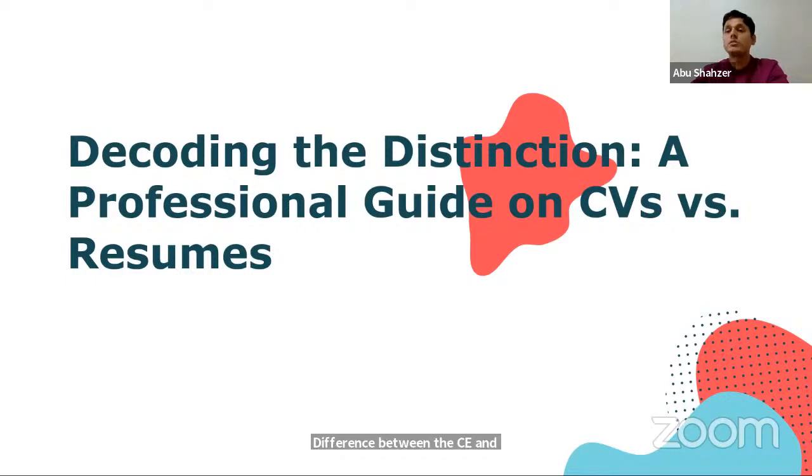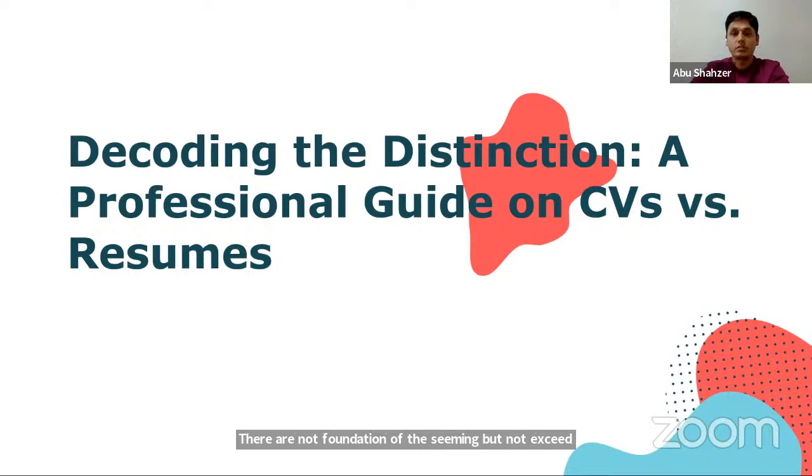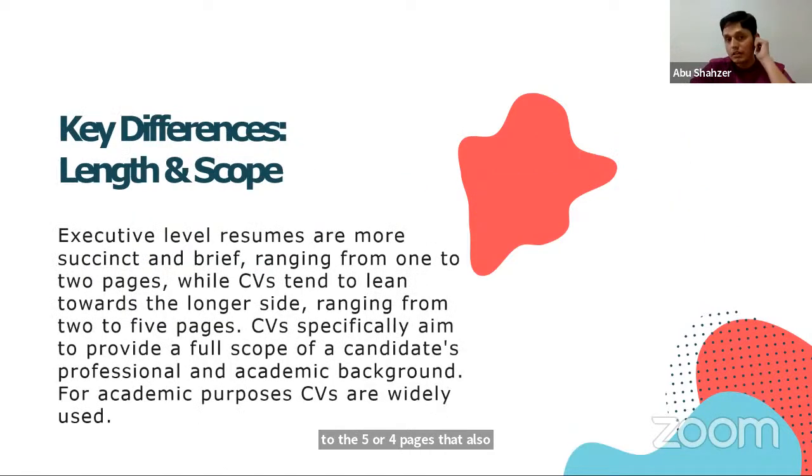A resume must not be more than 1 to 2 pages, but a CV can be up to 5 pages. There is no fixed rule for the CV, but it should not exceed 4 or 5 pages. So that is also to be taken into consideration. As I already explained, on key differences, length and scope: executive level resumes are more succinct and brief, ranging from 1 to 2 pages, while CVs tend to lean towards the longer side, ranging from 2 to 5 pages. And CVs are specifically aiming to provide a full scope of the candidate for academic purposes.